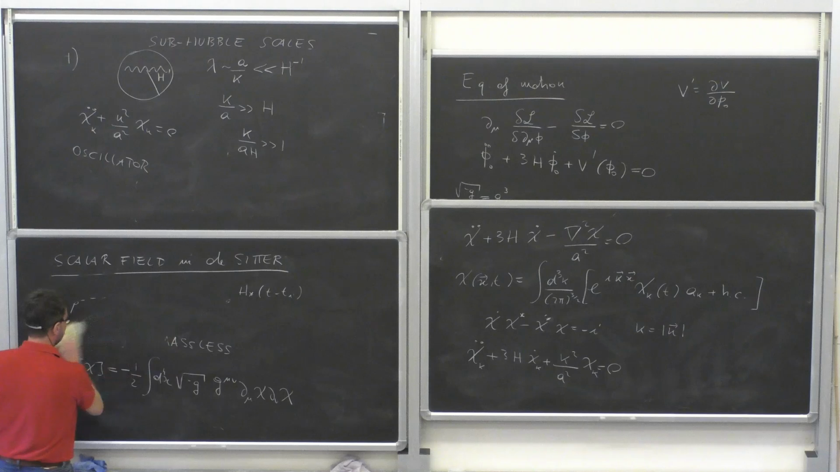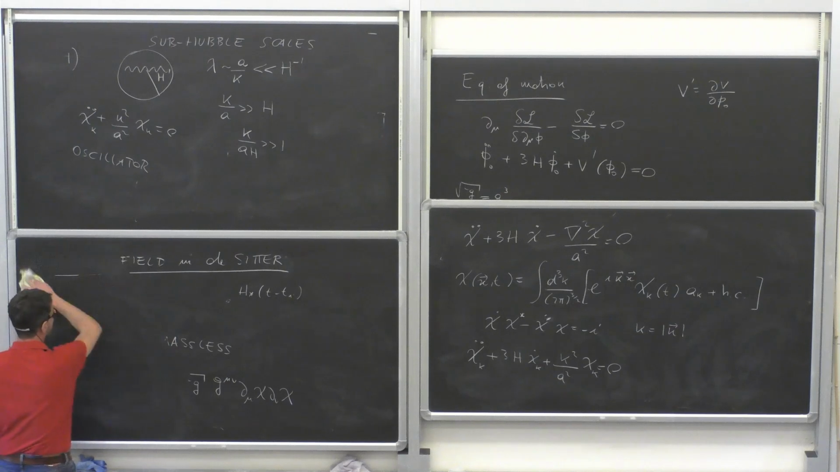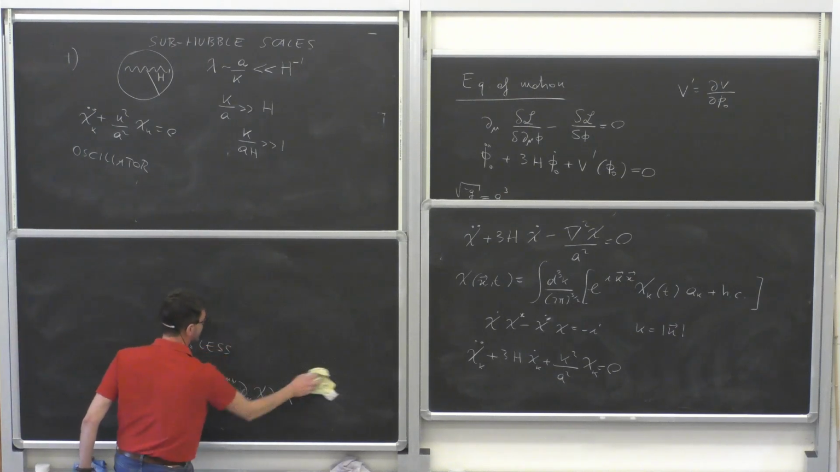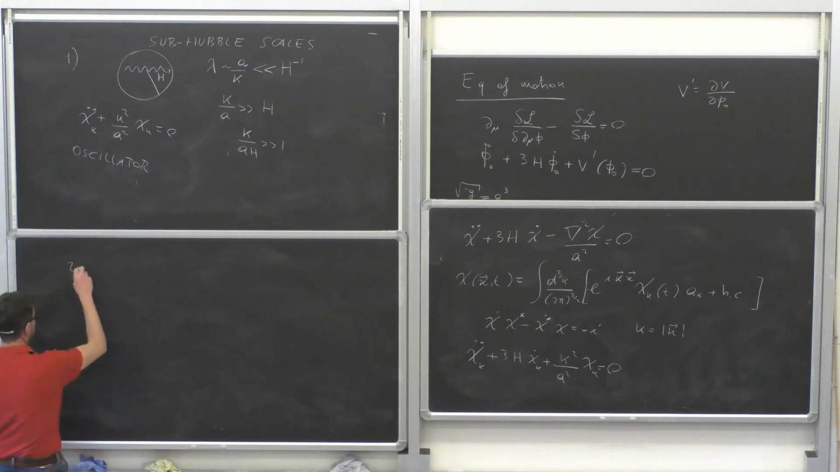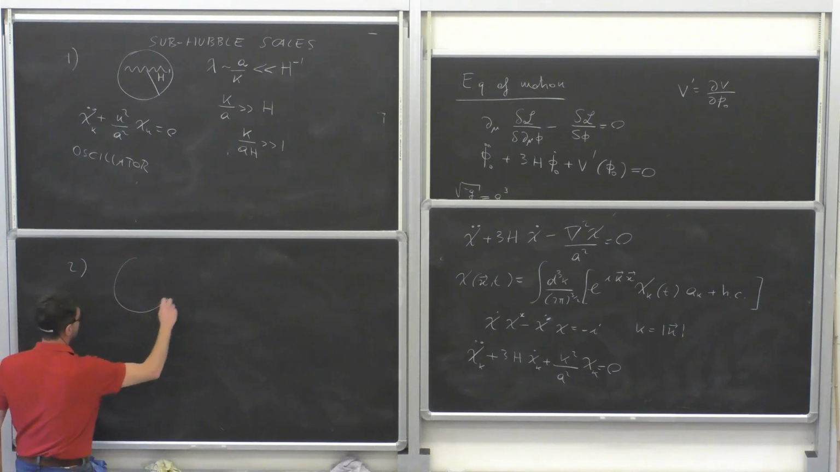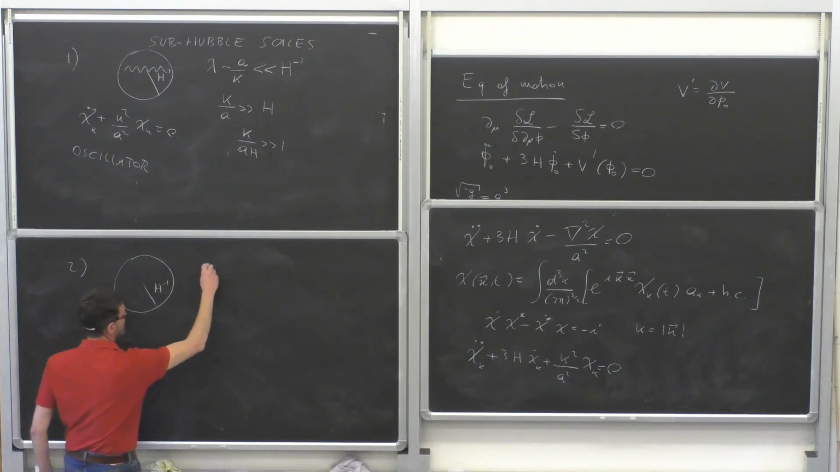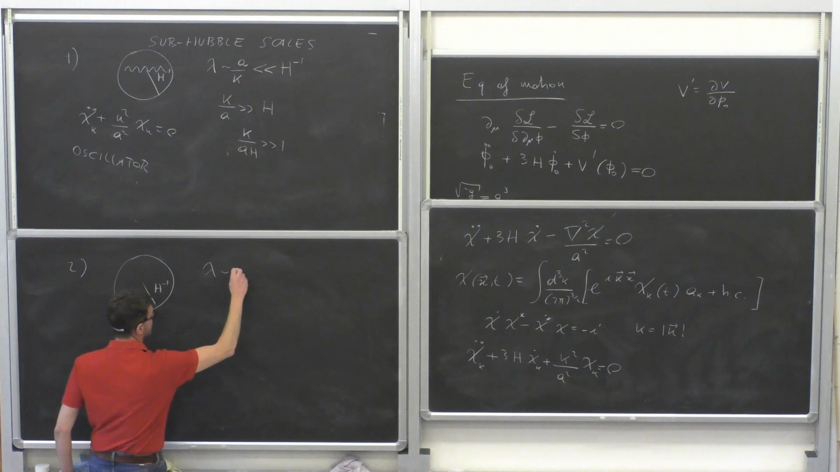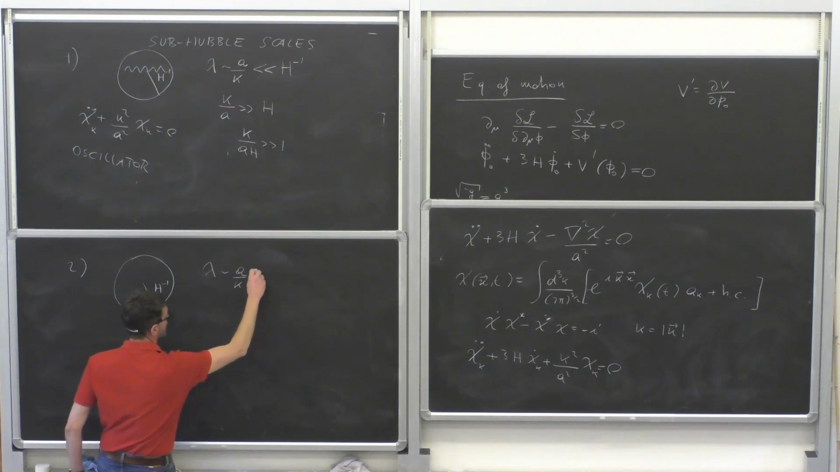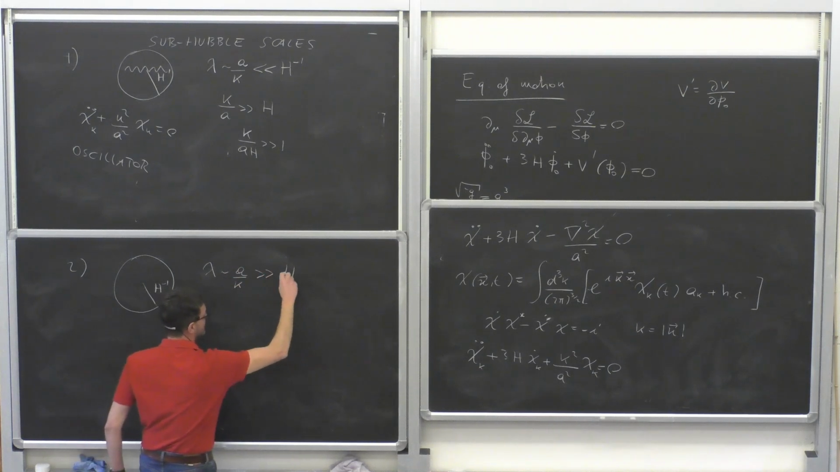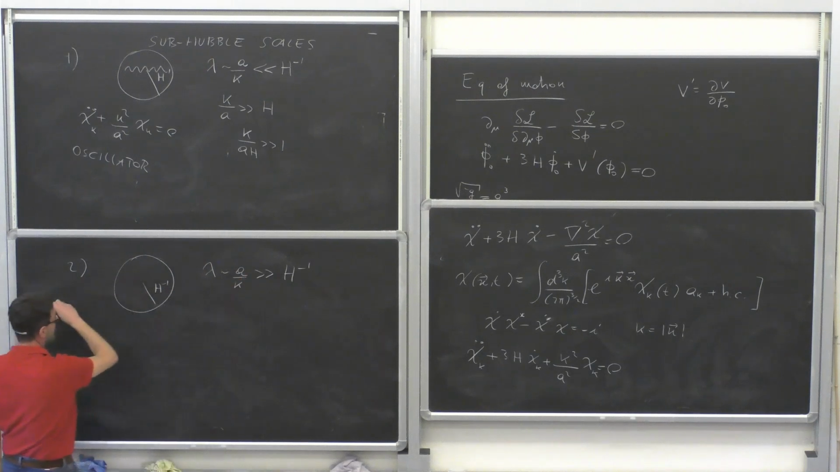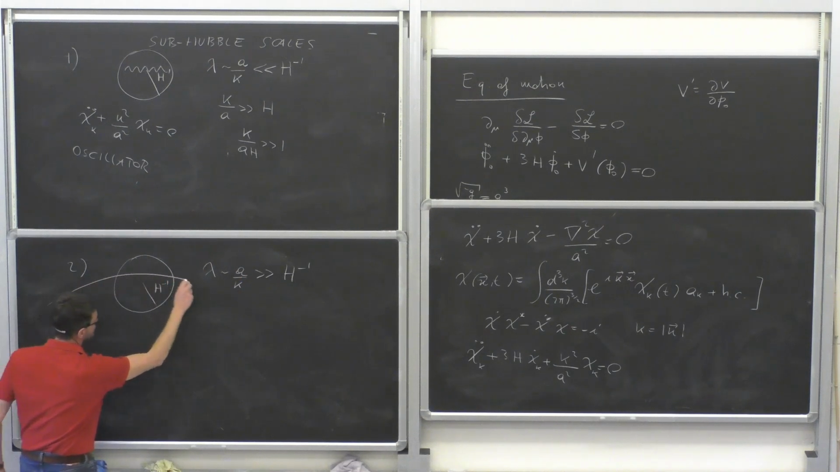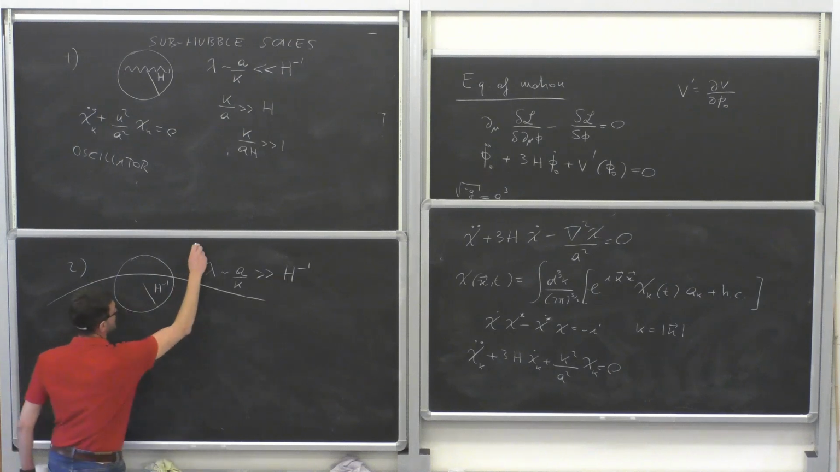In the opposite limit, when the scale factor starts growing, at some point the wavelengths will become larger than the Hubble radius. So the second stage is when the Hubble radius is again constant, H to the minus 1, but this time the wavelength lambda, which goes like a divided by k, will be much larger than the Hubble radius, because the Hubble radius stays constant but a grows exponentially. So at some point, the wavelengths of your scalar field will be super-Hubble.